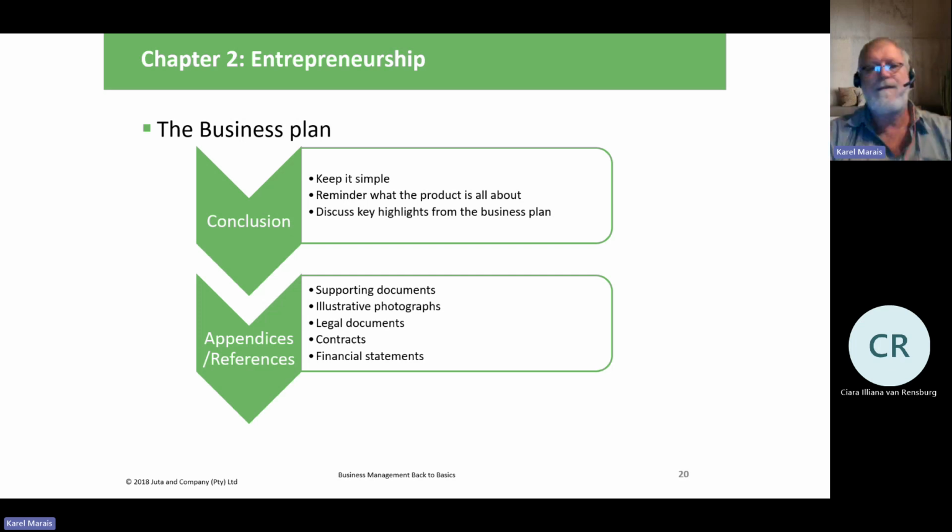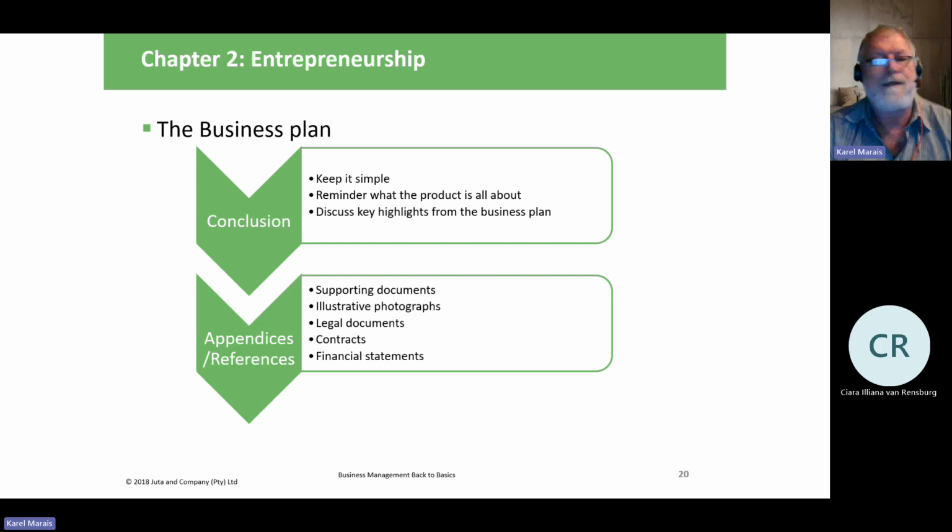Appendixes, references and stuff in the back, any supporting documents. If you've got photographs to illustrate what the factory looks like or what the products look like or anything like that, you'll put it in there. Maybe put legal documents, something like showing that you're a registered company, or if you've got any patents or anything like that, showing the patents registration.